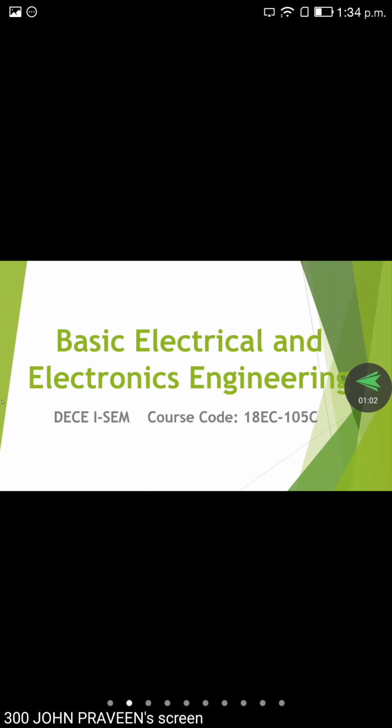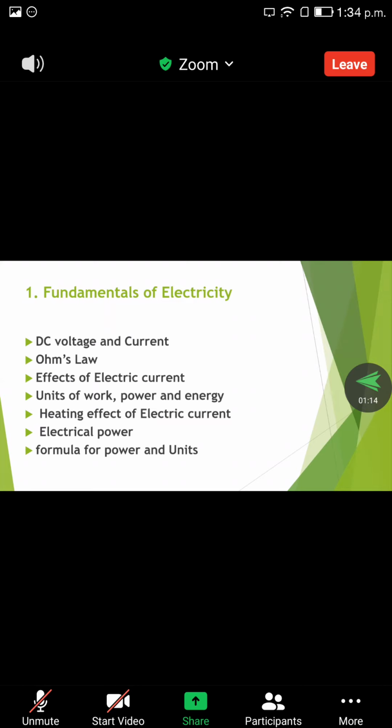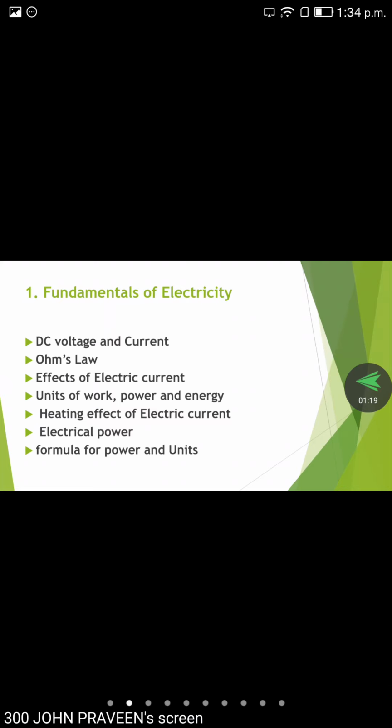So once again, good afternoon to all. Today we will discuss our first chapter, the fundamentals of electricity. In the last class we discussed the complete pattern of examination as well as the syllabus of the BEE subject. Today onwards we will discuss the first chapter, that is the fundamentals of electricity.